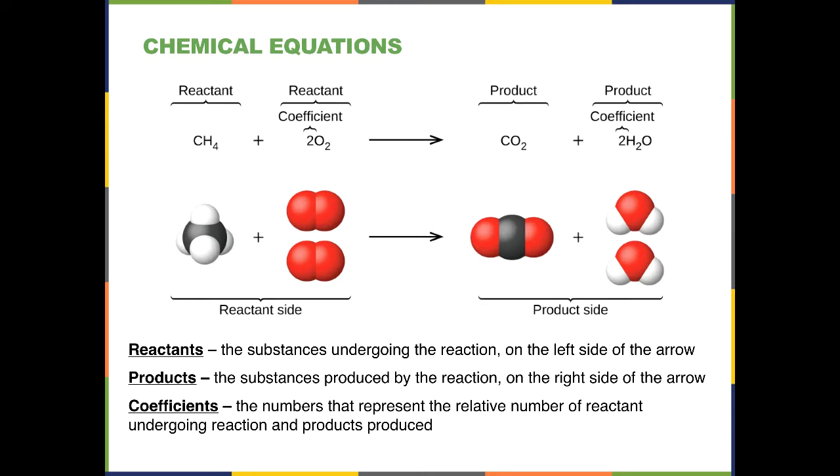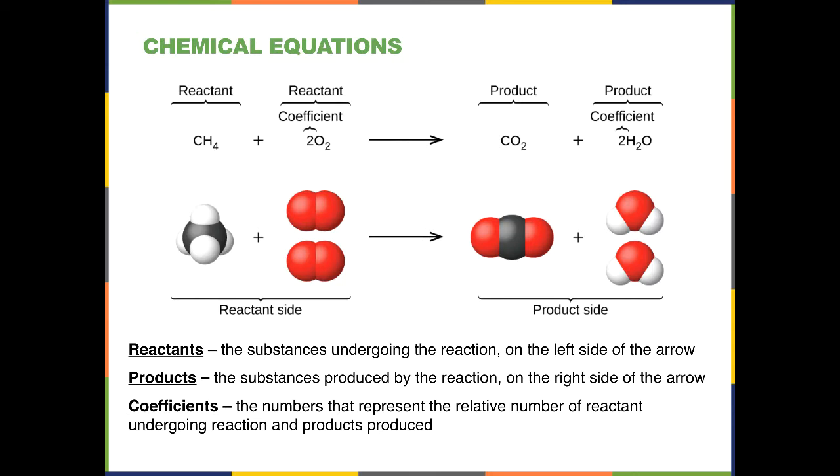Now, as it turns out, what we're getting to today is the fact that these coefficient numbers also will tell us the number of moles of reactant molecules and product molecules. So in this case, you have 1 molecule of methane reacts with 2 molecules of oxygen to produce 1 molecule of carbon dioxide and 2 molecules of water. But you can also say that 1 mole of methane reacts with 2 moles of oxygen to form 1 mole of carbon dioxide and 2 moles of water.